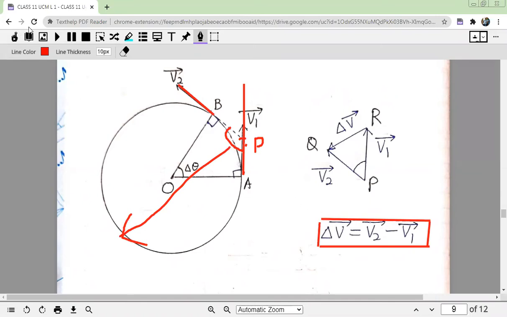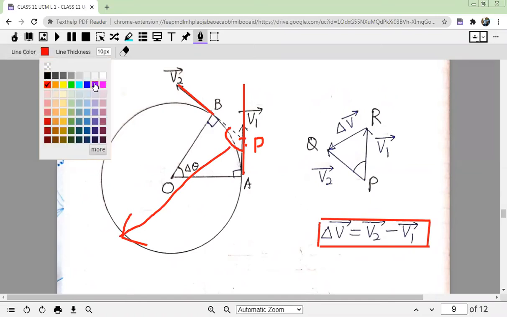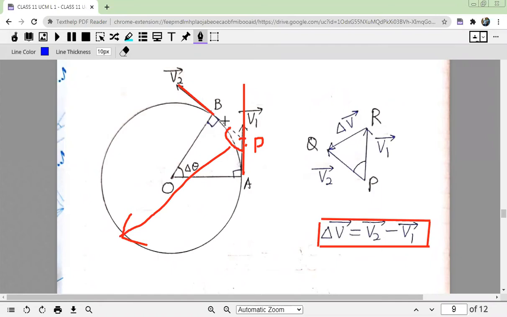180 minus delta theta. And when it is 180 minus delta theta, then what will be this angle? It will be delta theta. Is it clear? This angle is delta theta. So see here, I have drawn these arrows V1 and V2 separately. You can see V1 is parallel to V1, V2 is parallel to V2.